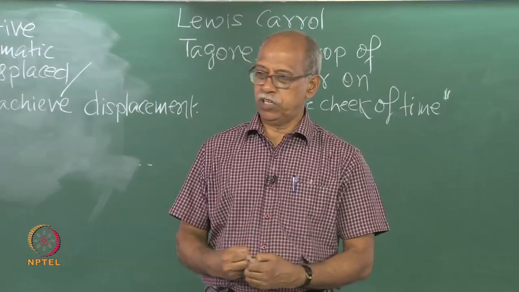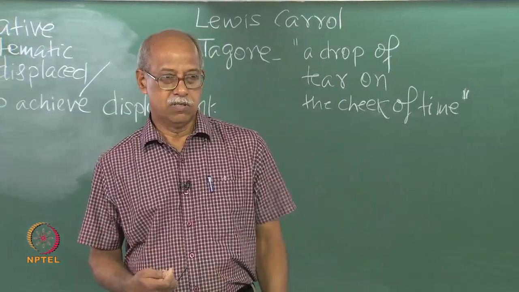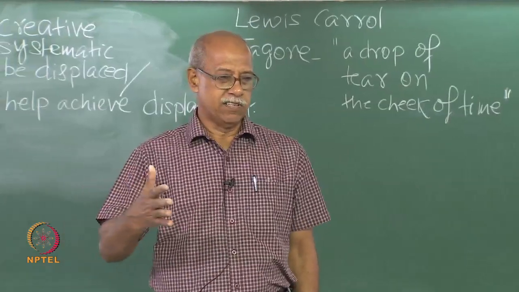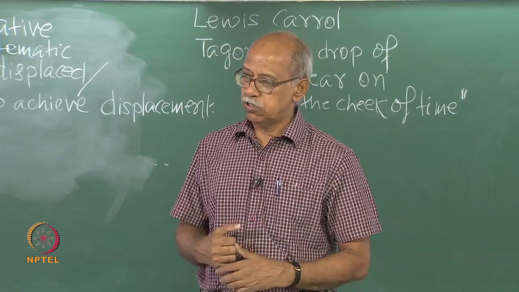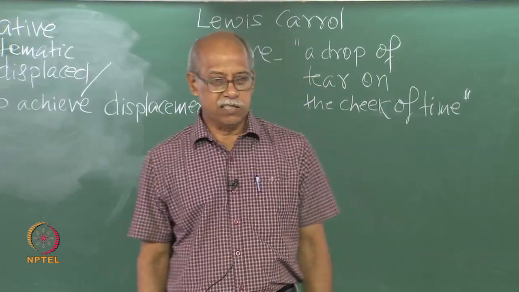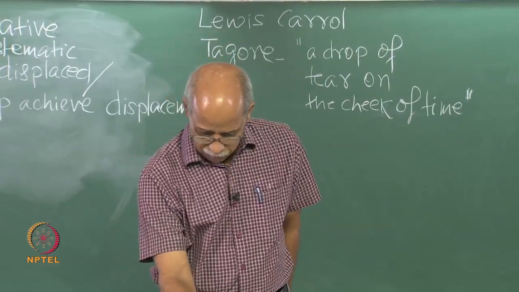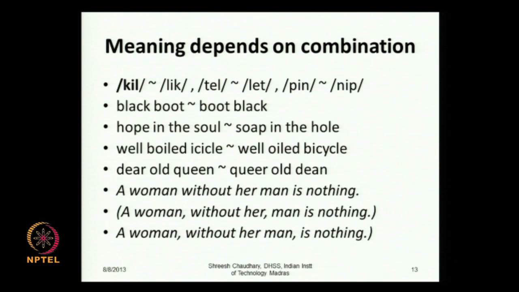But the way they are put together, there are lots of rules, okay, and rules at different levels, multi-tier rules. We learn those rules automatically without instruction, and that is why human beings are cleverer than computers, okay, because language is systematic. We learn those systems. Meaning in language depends on combination because it is systematic. You see, you have the same sound in kill and lick. K-I-L, L-I-K. But if you change the order, then meaning changes.